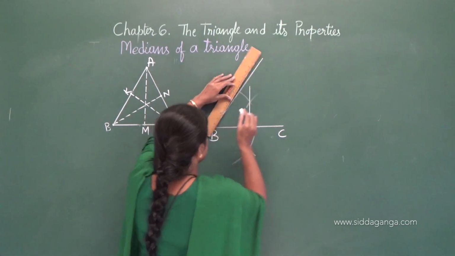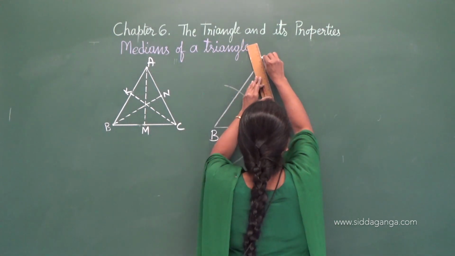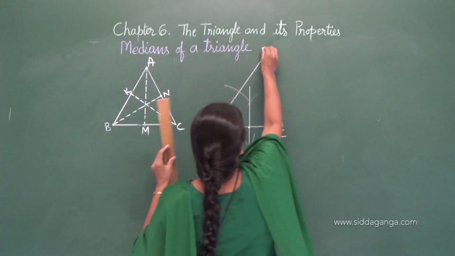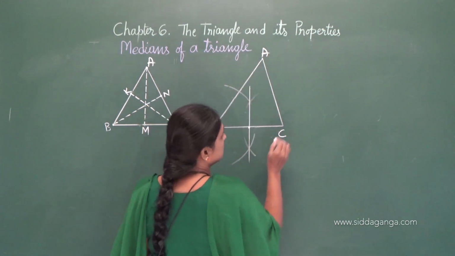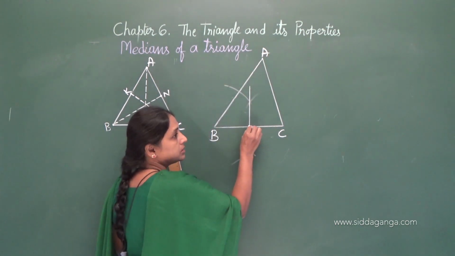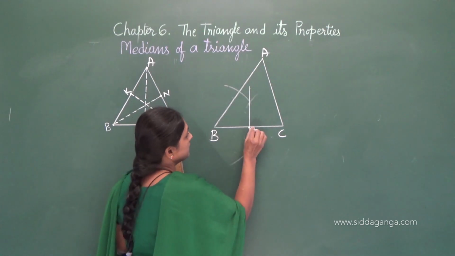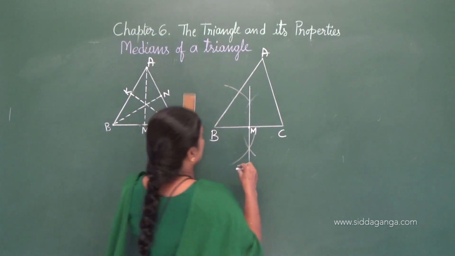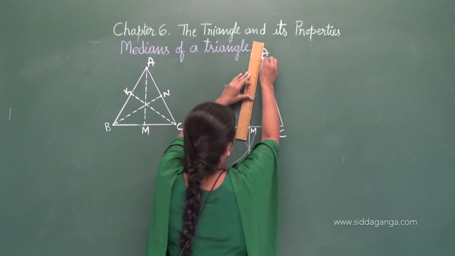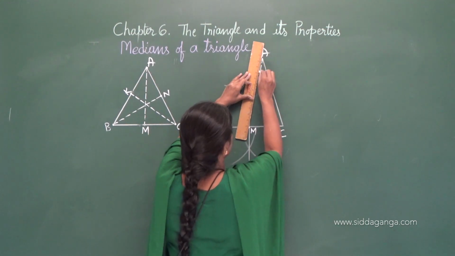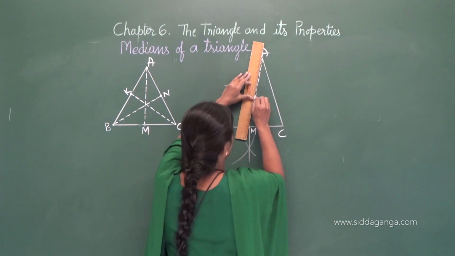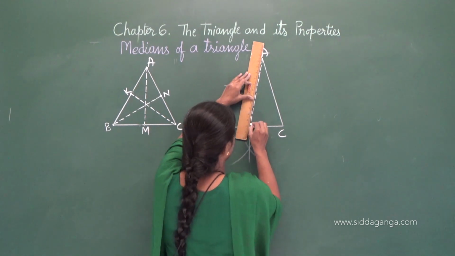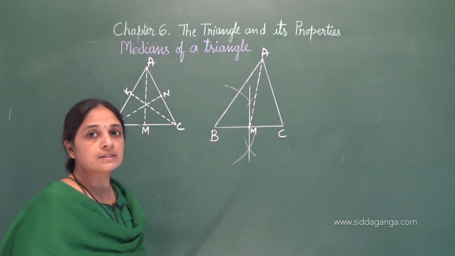Consider this as triangle ABC. Okay, so this is A, this is B, this is C. Here it's a midpoint of BC. Consider this as M. When I join A to M, AM is called a median.